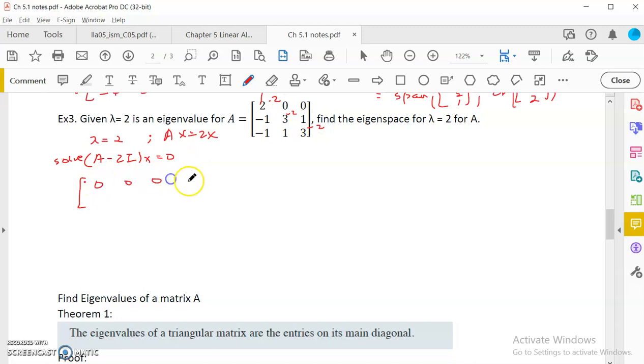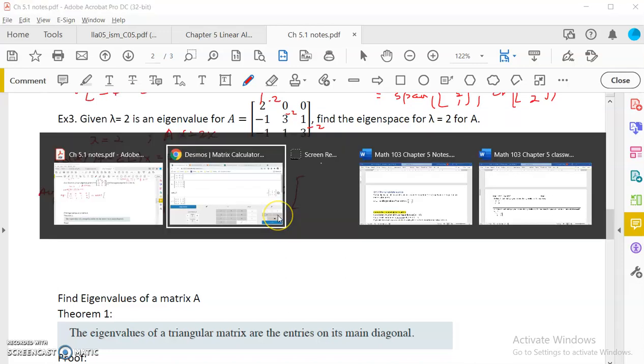0, 0, 0, 0. This is the augmented matrix. Negative 1. 3 minus 2 is 1. 1, 0. Negative 1, 1. 3 minus 2 is 1. Okay, augmented matrix, do RREF of it, because we want to solve for x, right? This is the equation that we are trying to solve. It's a homogeneous equation, and we are guaranteed that there's a non-trivial solution because it's an eigenvalue.